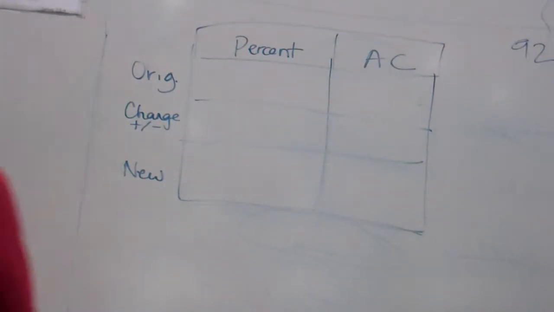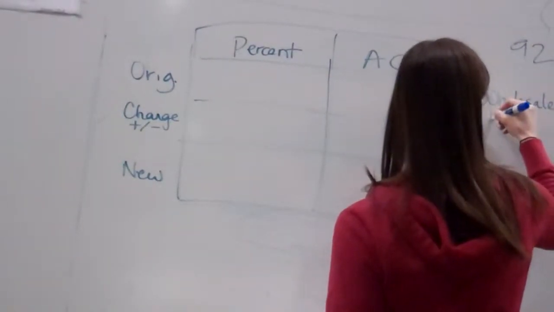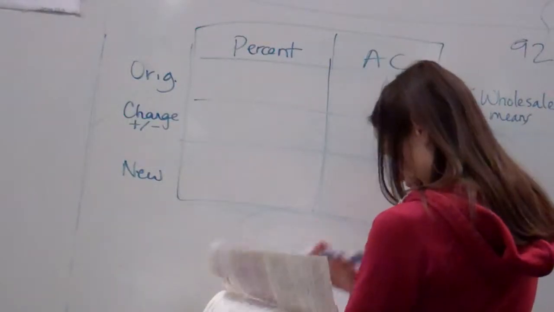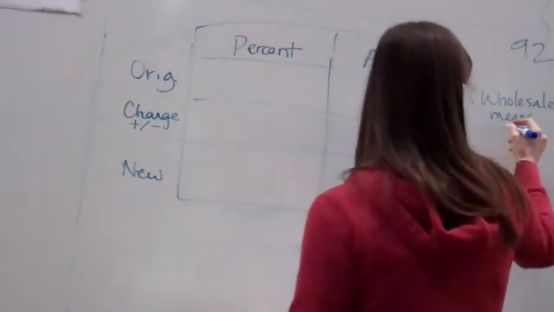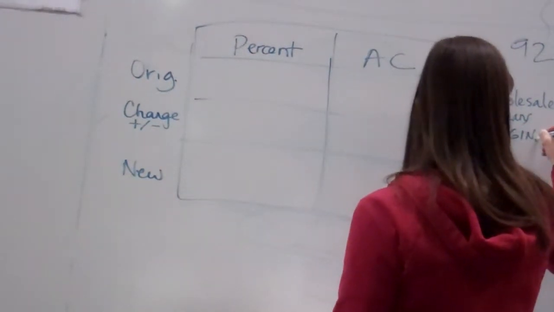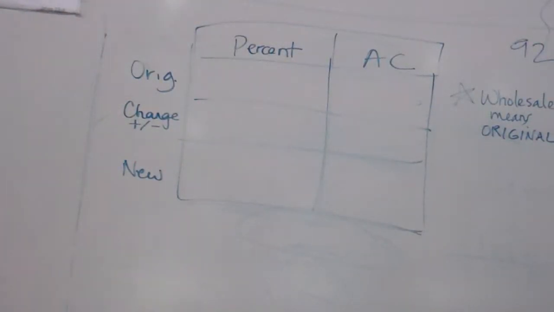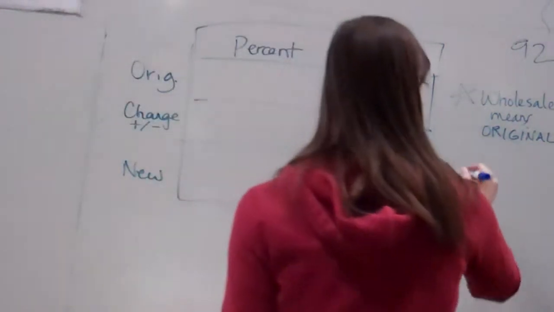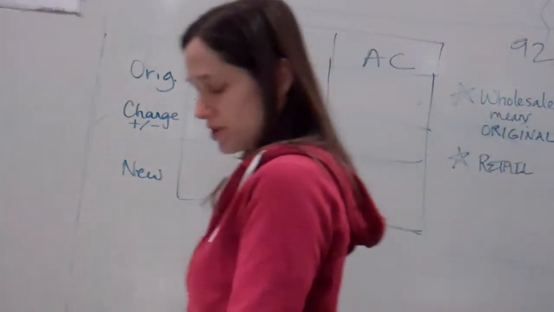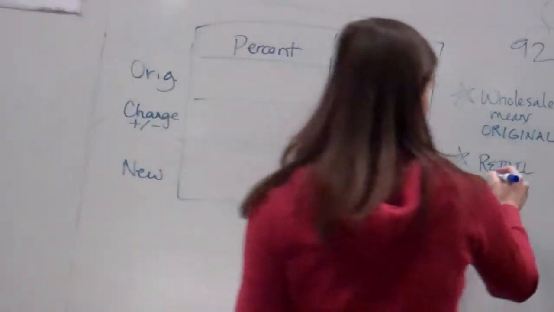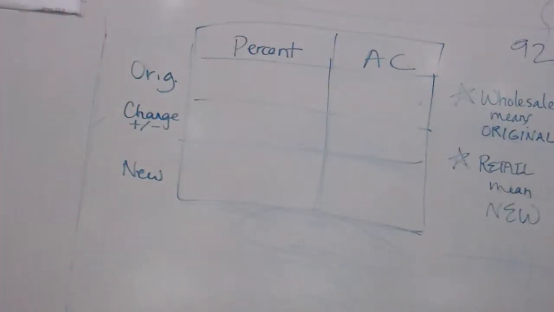Anytime, write this down on your paper. Anytime you hear wholesale, wholesale means original. Because it's what the company bought it for, kind of thing. They bought it at wholesale price. And if you hear retail, which means what they sold it for, what was the retail price, that's going to mean new. Just to let you know, if you see those two words, I want you to know what that means already.